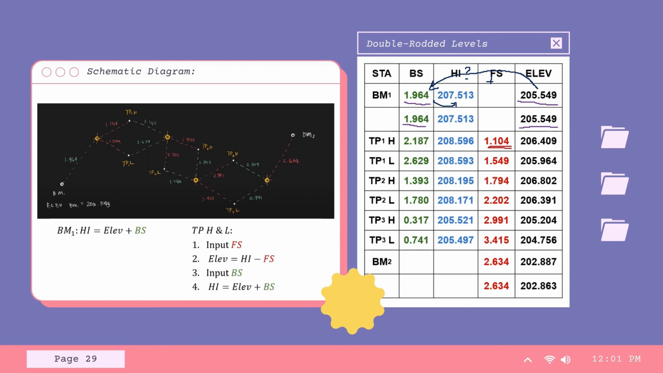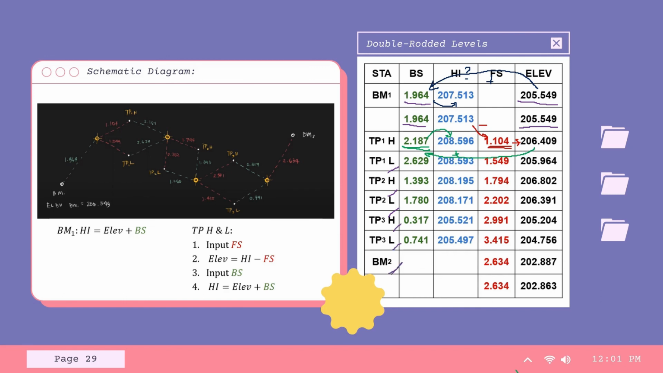To solve for the values of TP1H, first we input the foresights. To find the elevation, we use the height from BM1 and subtract the foresights. Third, we input the value of backsights of TP1H. Then fourth, we can solve for the height of TP1H by using the new elevation plus the backsights. And we use the same calculations for TP1L, TP2H, and so on and so forth until we arrive at the elevation for BM2.